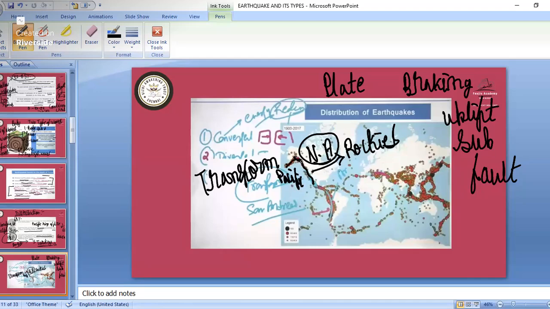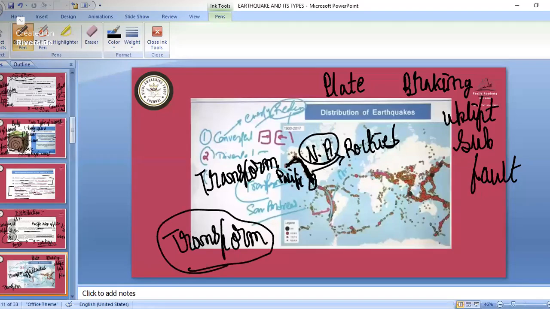Now this particular area comes in which region? It comes in the Pacific Ring of Fire region, so here we are feeling earthquakes. Then near the USA, we have the San Andreas fault, where we have a transform boundary. There also we are feeling earthquakes.